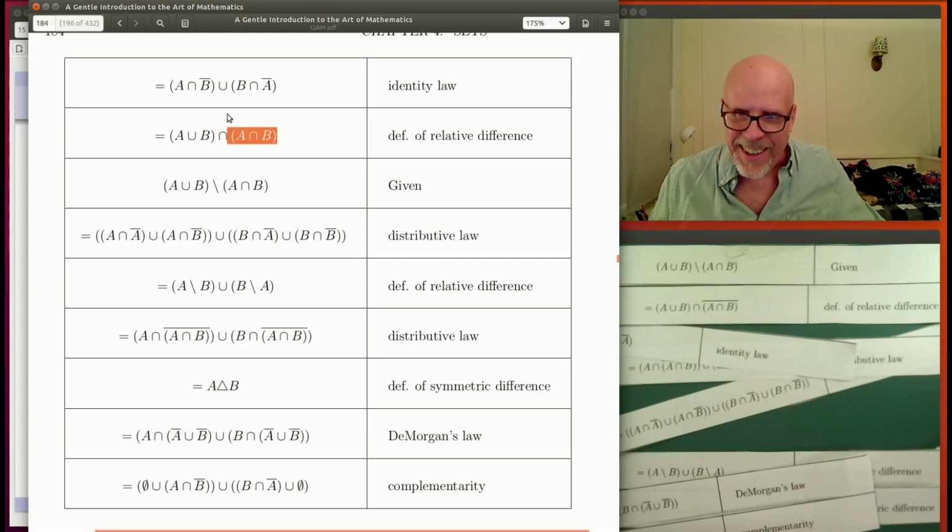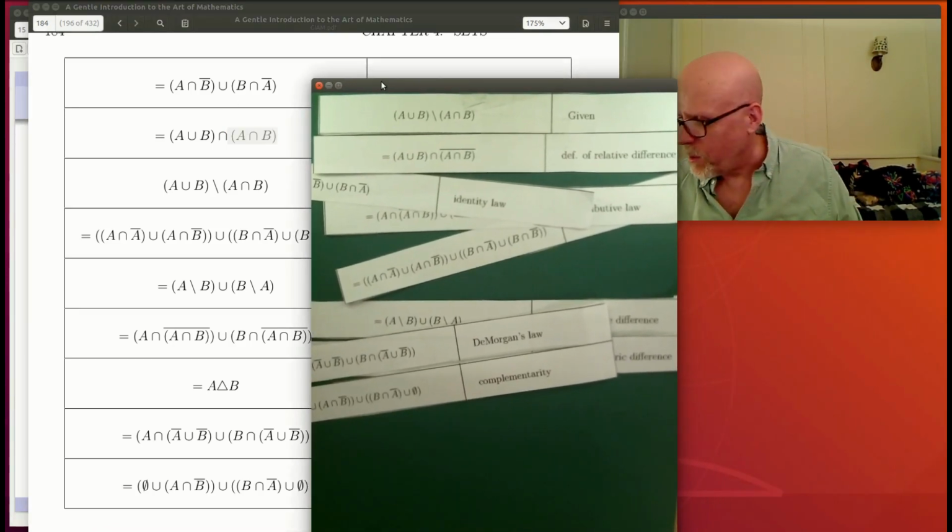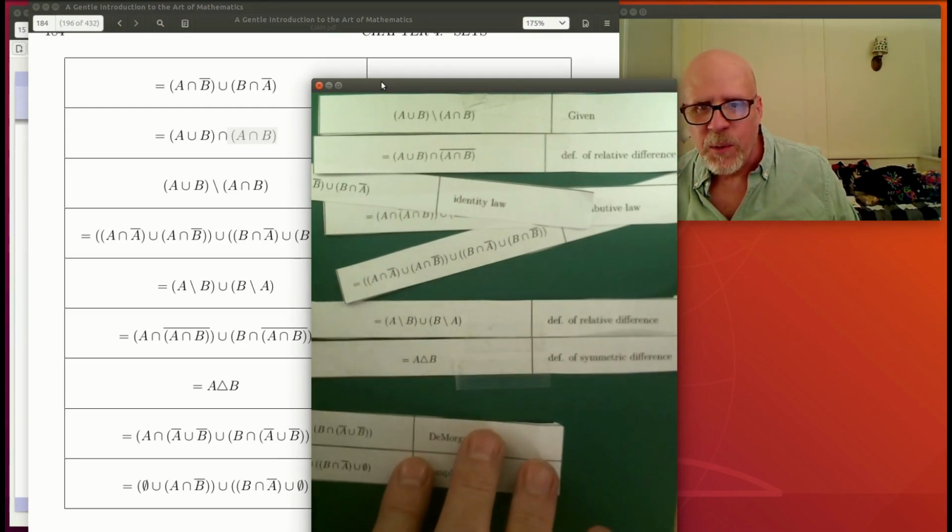Because I'm kind of being a moron right now. There's plenty of room on this screen. I just need to move it down.